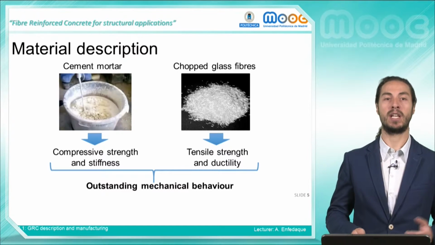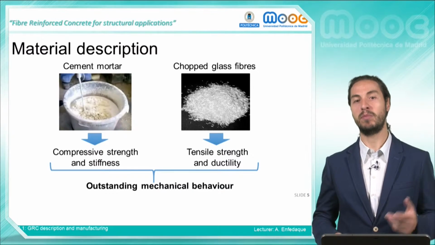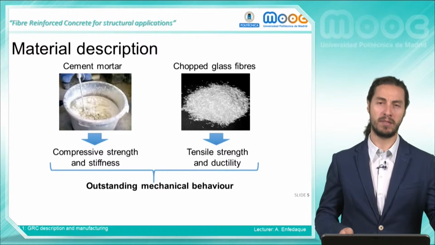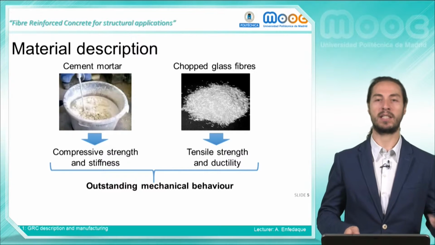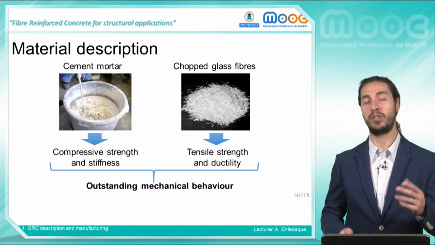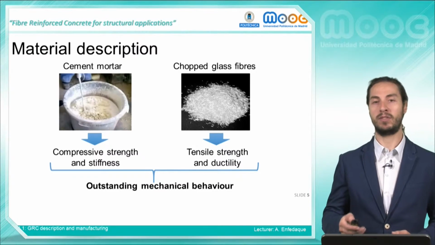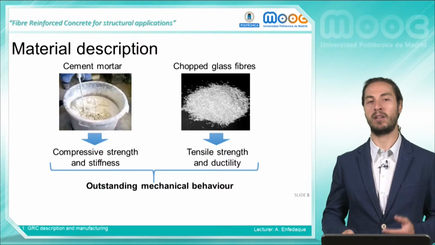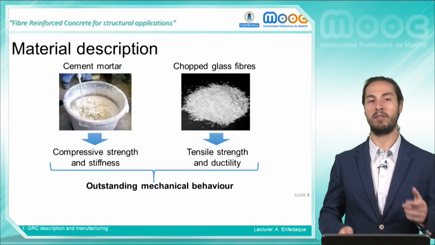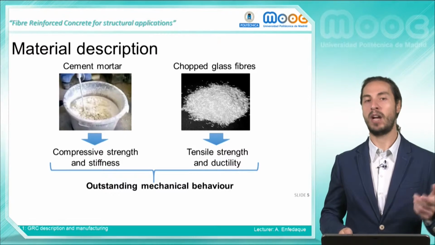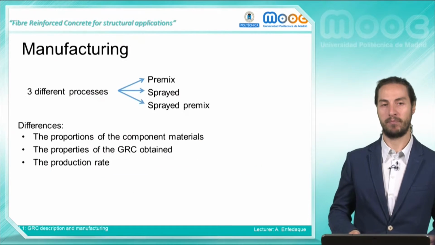Moreover, the use of glass fibers provides to the cement mortar two main characteristics of the composite material: an improved tensile strength and another characteristic that is even more important, ductility. With the merger of these two materials, a composite material with great compressive strength, improved tensile and flexural stresses, and with ductility is obtained. But now the question is, how is it made?